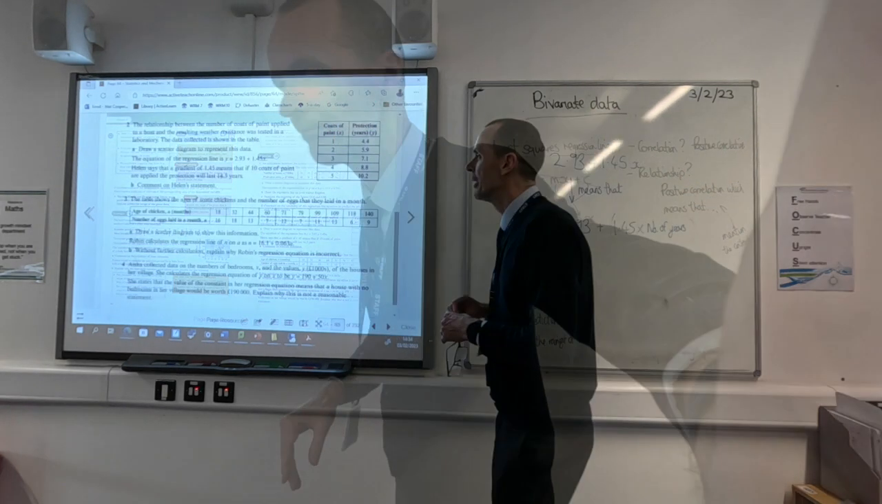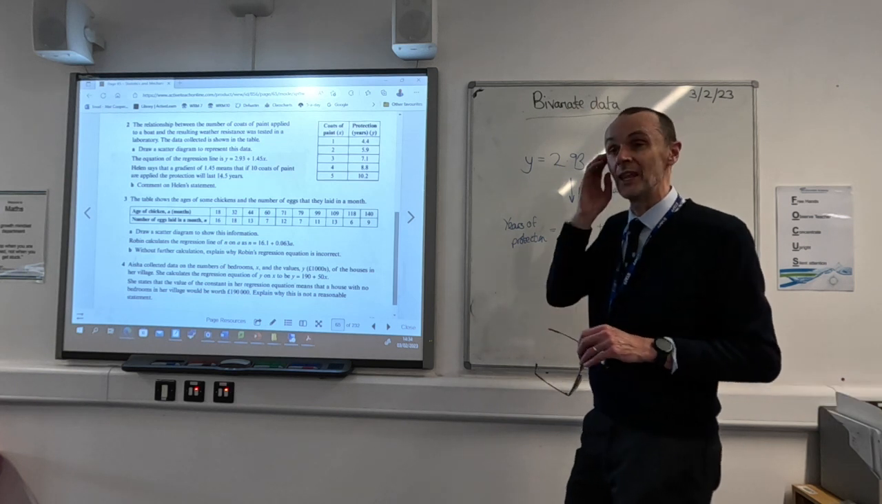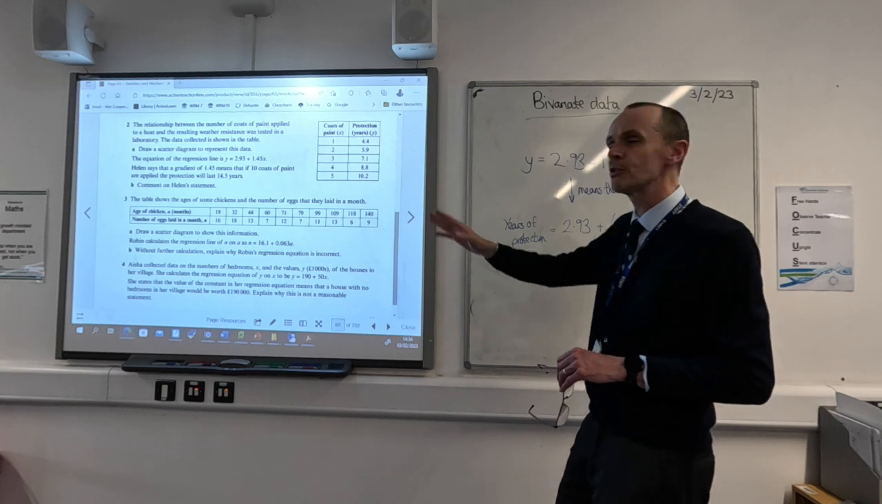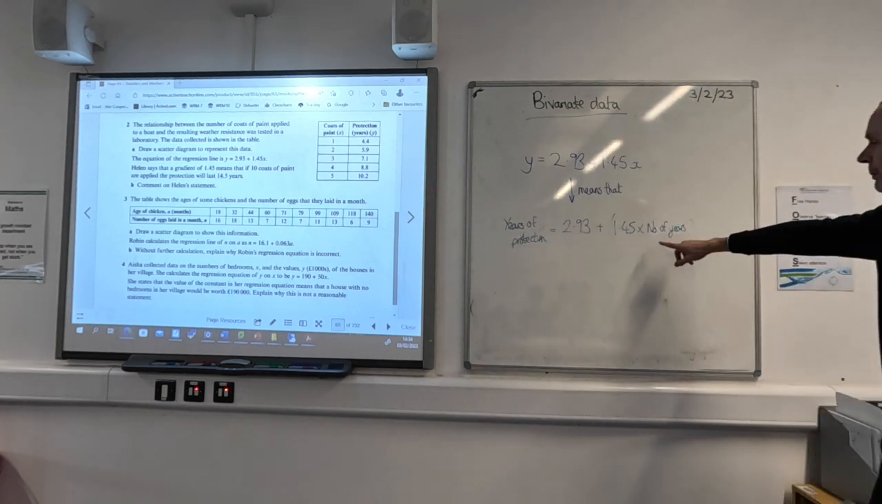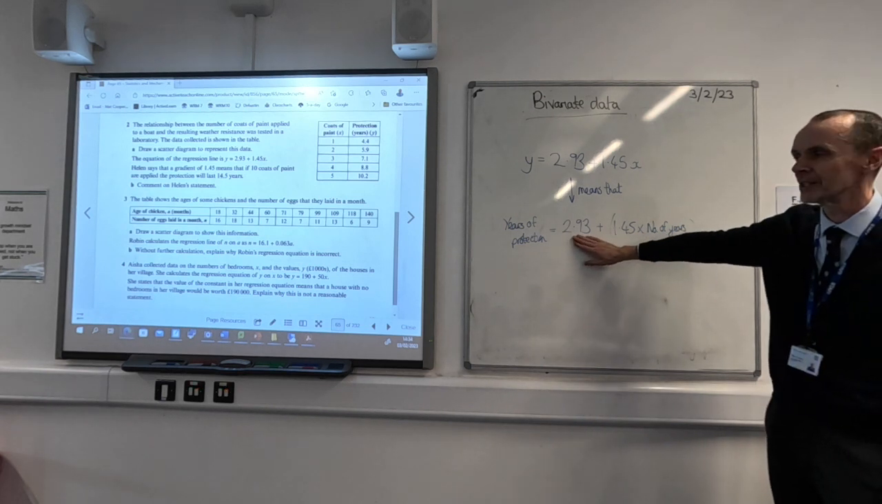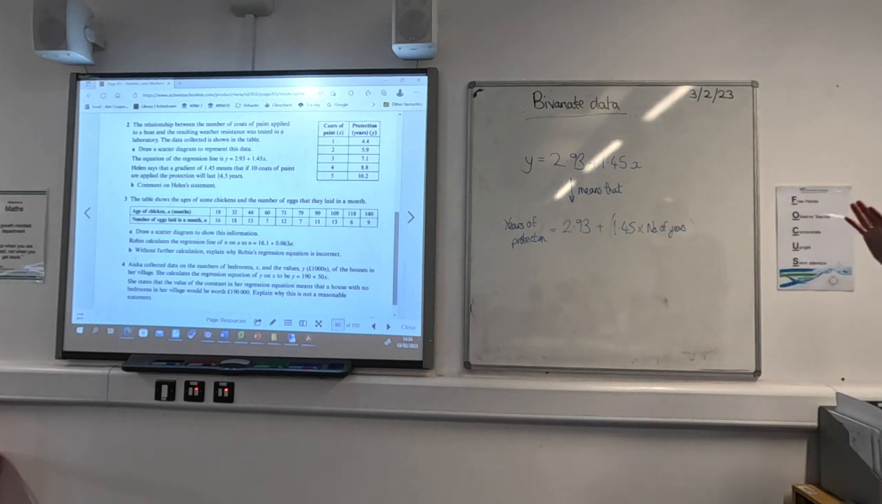I mean, they're pretty formulaic, aren't they? By that I mean they're pretty similar each time. So Helen's wrong, isn't she? She's just done 1.45 times the number of years. She hasn't taken into account this. So actually, with 10 layers of paint it's going to be 14.5, because that's 1.45 times 10, plus 2.93. So she didn't add on the 2.93.